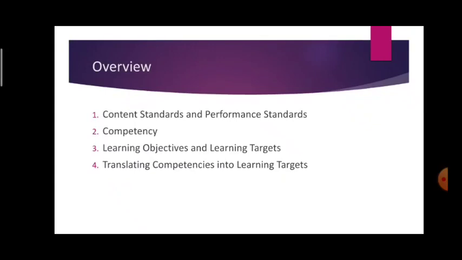So this video is composed of 4 main topics. First, content standards and performance standards. Second, competency. Third, learning objectives and learning targets, followed by translating competencies into learning targets. This video focuses on how we are going to translate and articulate performance standards into competency and competencies into learning targets. So our first challenge is how we are going to understand those key terms, which are content standards, performance standards, competencies, learning objectives, and learning targets.